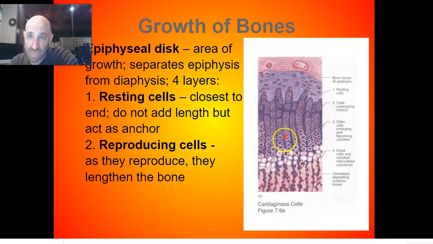So let's take a look at what's happening here. What you can see here are a bunch of chondrocytes, these are cartilage cells, and they're stacked up and packed in tight. What's happening here is these cells are undergoing a very high rate of mitosis. So these cells are dividing, and they're dividing quickly. When they divide, they add more and more, and what you end up with is this zone right here is going to increase in length.